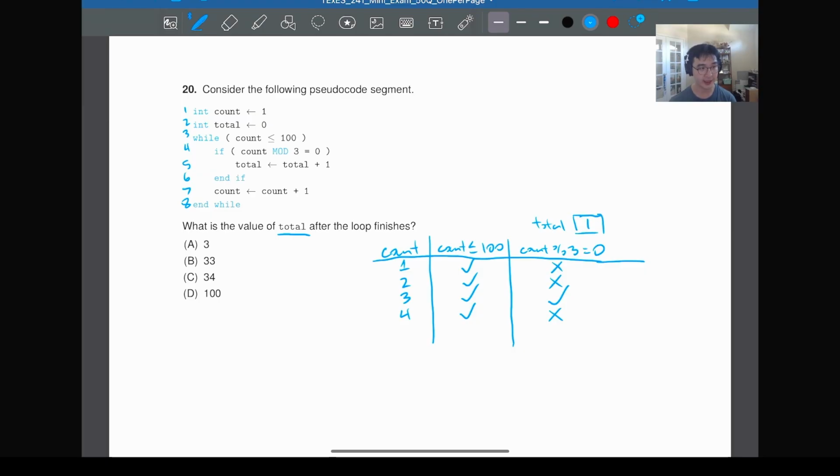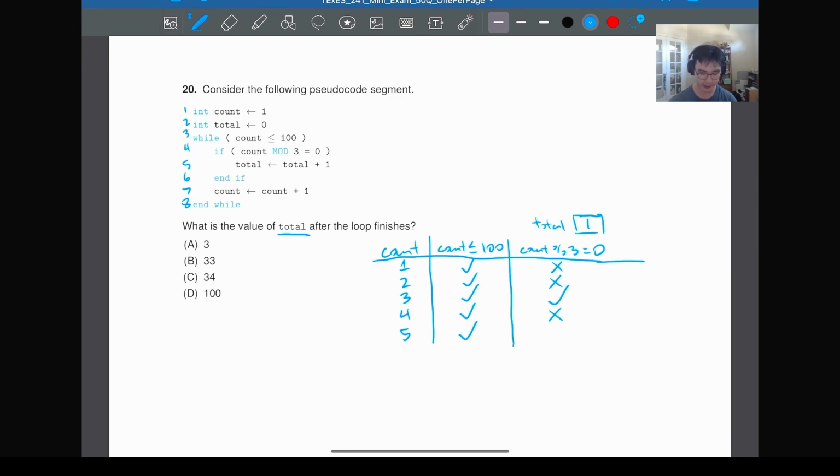I reach line 6. I reach line 7. Count is now 5. I reach line 8. I go back to line 3. I ask, is 5 less than or equal to 100? It is. Then I go to line 4.